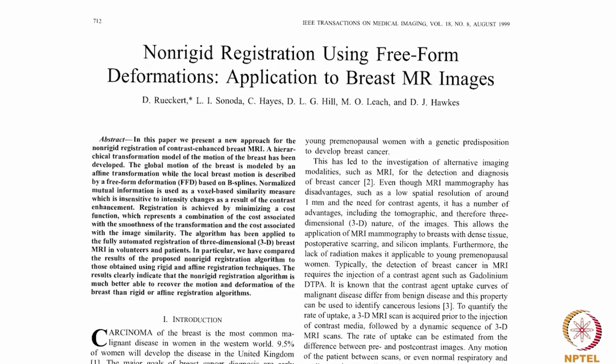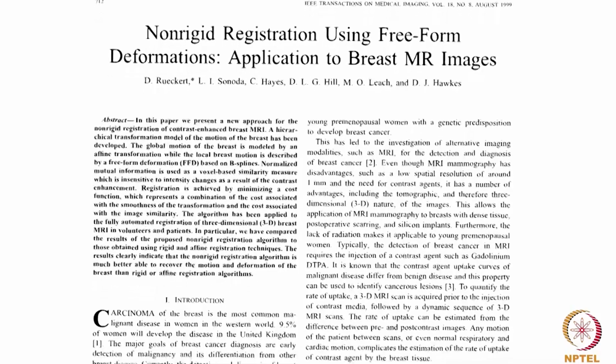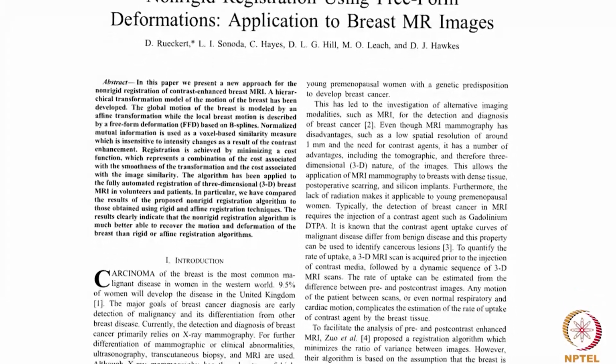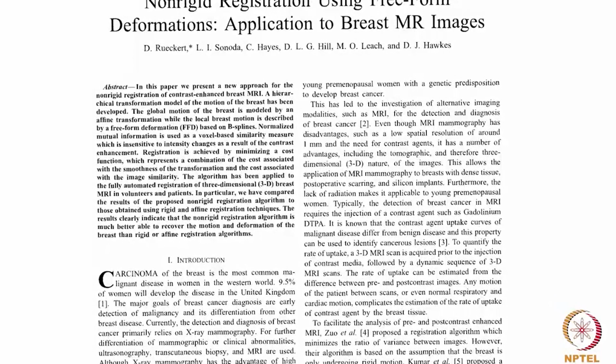Hello and welcome back. So in this video we're going to look at this paper which talks about freeform deformations. Once again, displacement fields corresponding to every pixel in the image, and it's a non-rigid registration algorithm, of course, and its application to breast MR images. Okay, so why do we need this in this context of this application? Basically, these breast MR images are 3D images of the breast taken for diagnosing and identifying breast cancer, right?